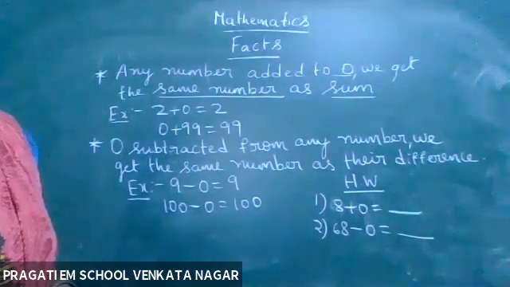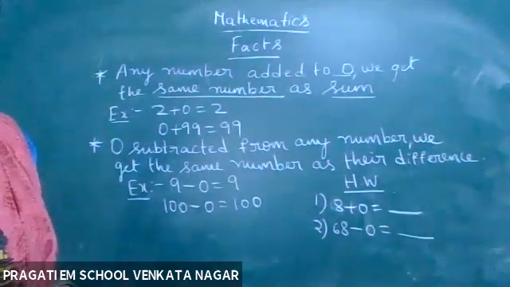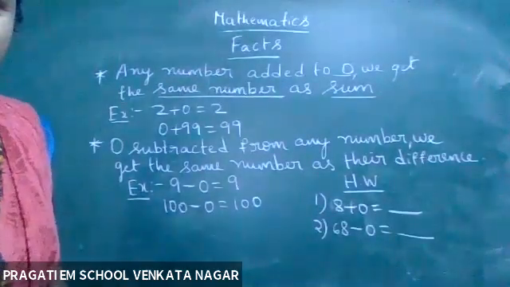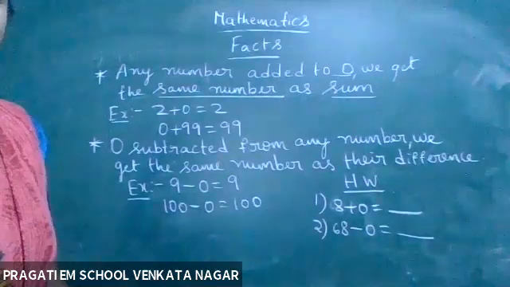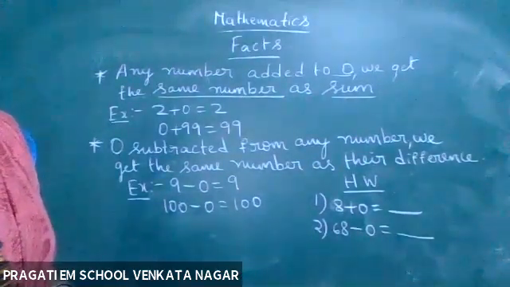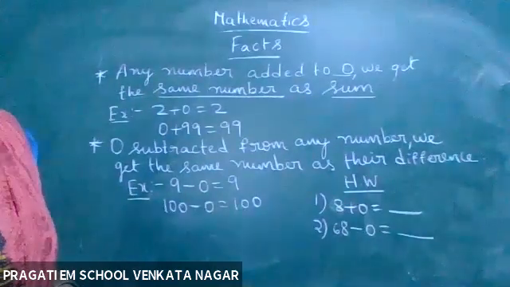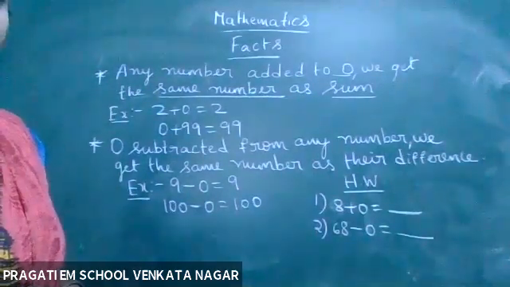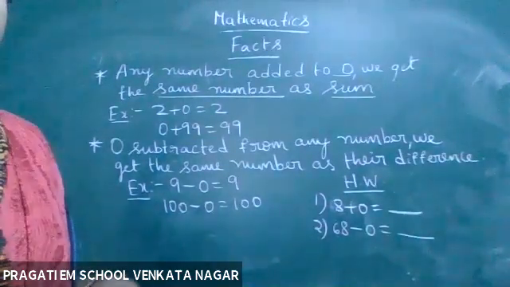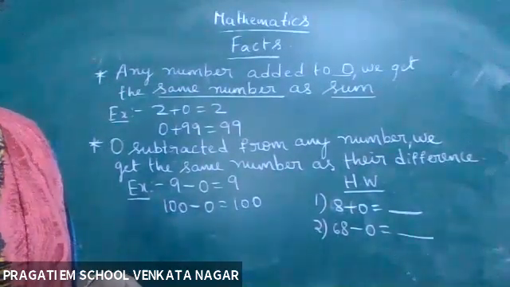Yes, Amrita? Ma'am, what does ordering of numbers mean? Ordering of numbers means we are arranging them in ascending order and descending order. You are going to learn these again as increasing and decreasing orders in your 6th class. Fine? Okay, ma'am.